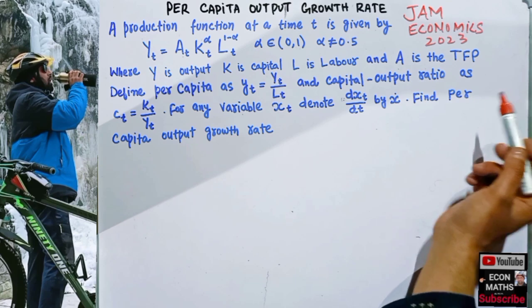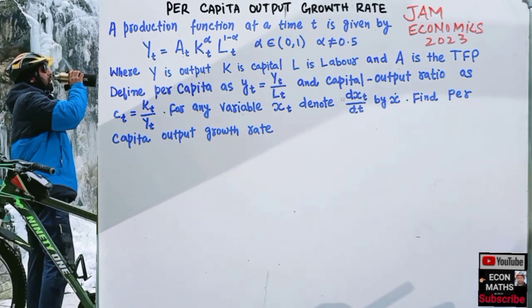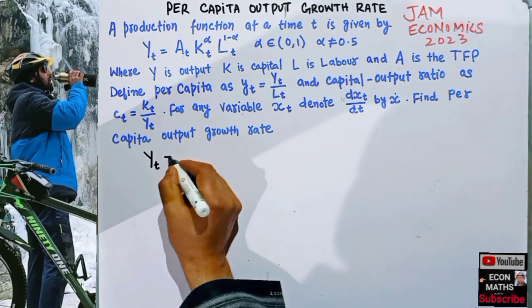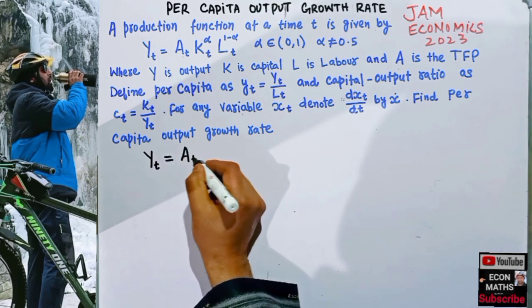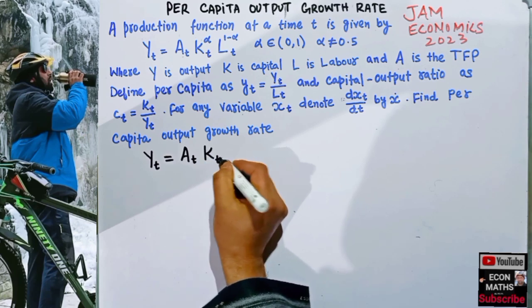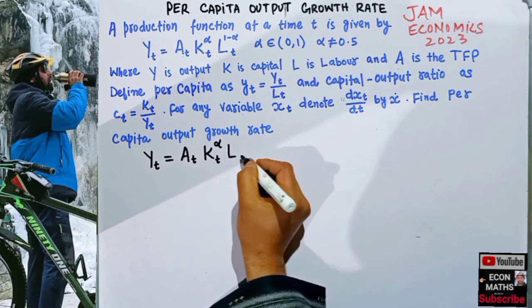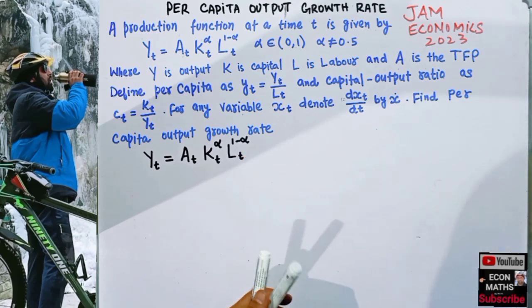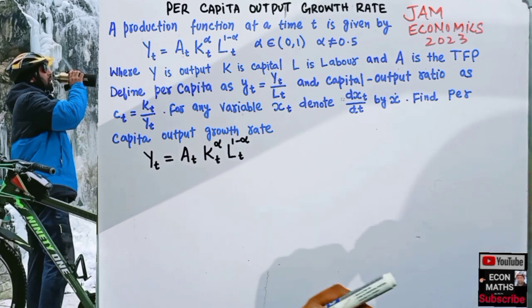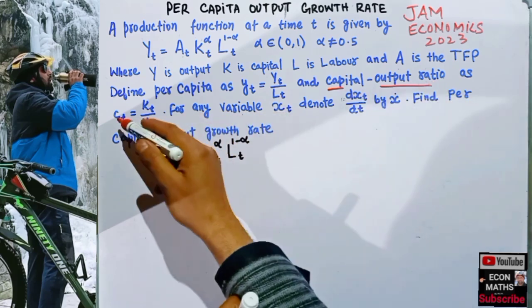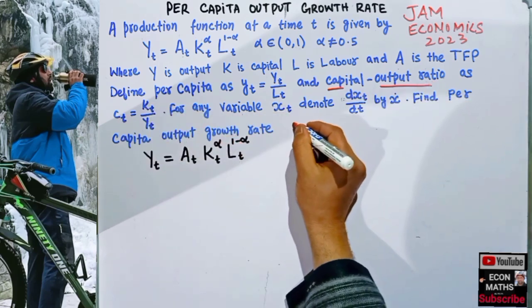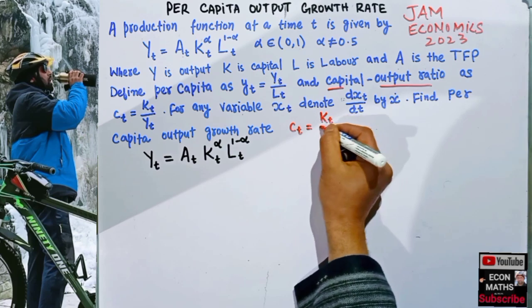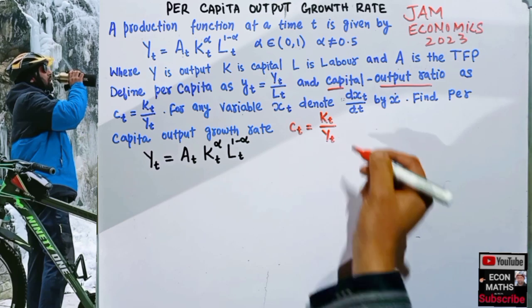We have to find out the per capita output growth rate. Okay, what are we being given? We are being given the production function. Let's write it here. So we have Y_t = A_t K_t raised power alpha times L_t raised power 1 minus alpha. This is our production function. We are being told that capital output ratio is c_t = K_t divided by Y_t.